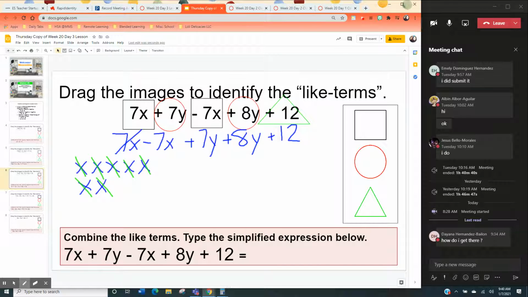So I'm left with how many x's? I'm not talking to myself. How many x's am I left with? I'm left with 0. So I'm just going to put a little 0 down here so that I know what's going on. So I have that part done.